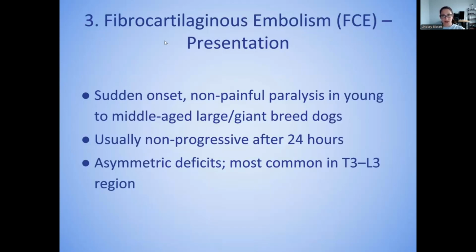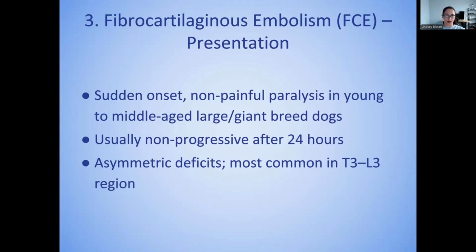Fibrocartilaginous embolism, or FCE. These guys are not going to have the kind of chronic progression you would see with DM, or degenerative myelopathy. This is going to be a sudden onset paralysis. It is also non-painful, but instead of being older animals like with degenerative myelopathy, we're seeing young and giant breed patients. Irish wolfhounds, for instance, are overly represented for these guys.